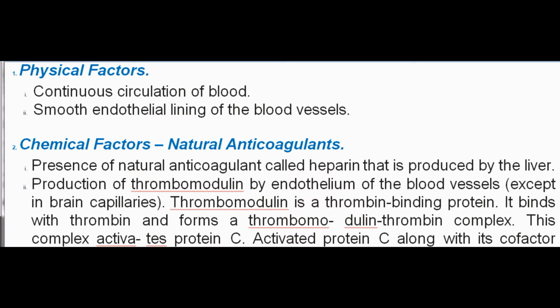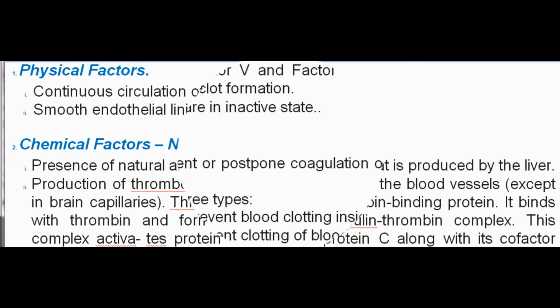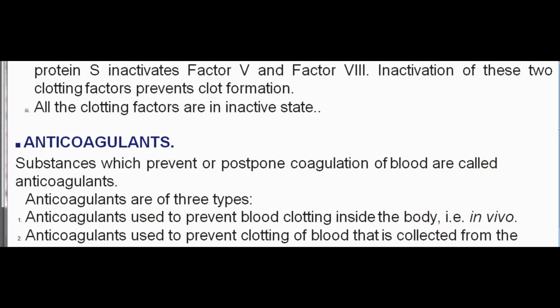Thrombomodulin is a thrombin-binding protein. It binds with thrombin and forms a thrombomodulin-thrombin complex. This complex activates protein C. Activated protein C along with its cofactor protein S inactivates factor V and factor VIII. Inactivation of these two clotting factors prevents clot formation. All the clotting factors are in inactive state.